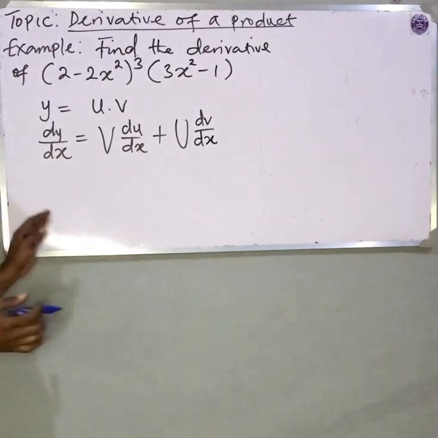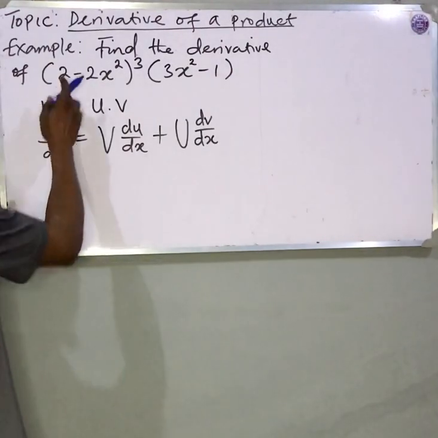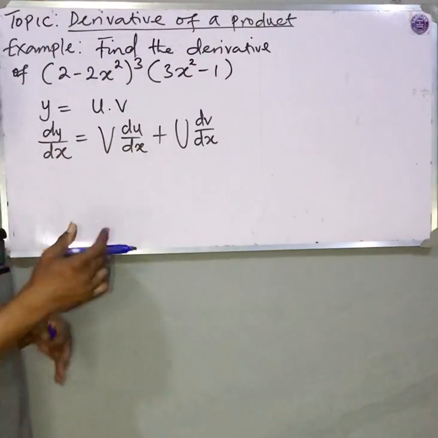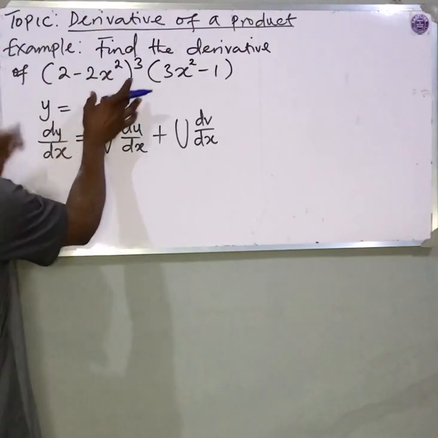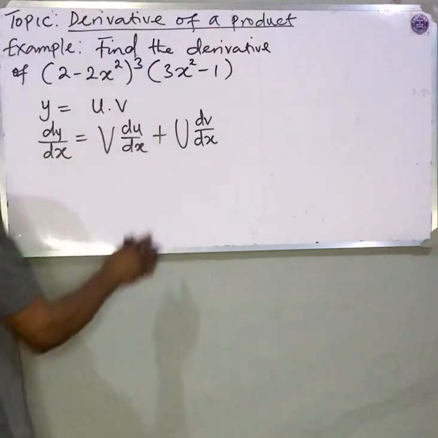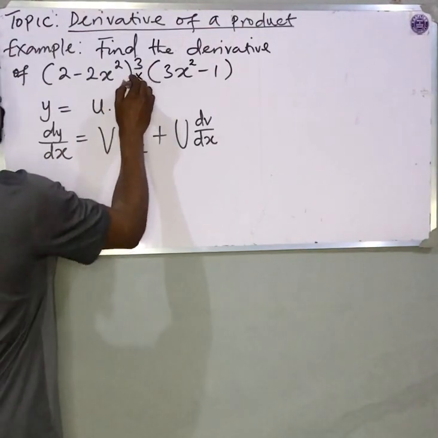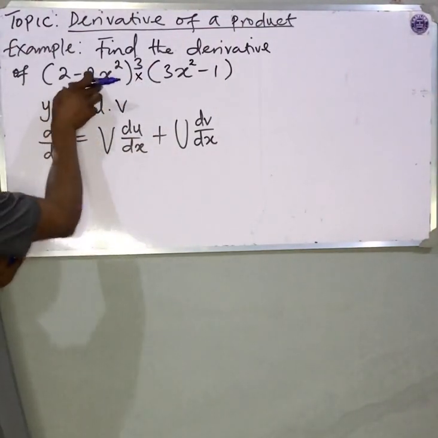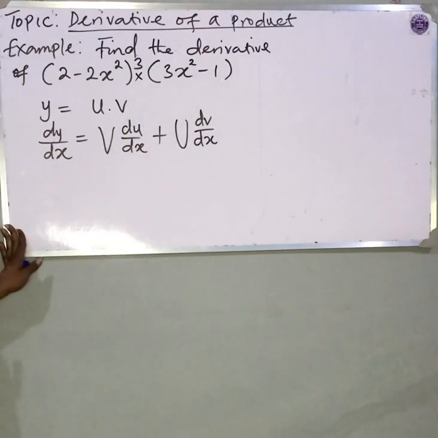So all you're doing is assigning the first as u and the second as v. The combination of these is just multiplication. So there's a multiplication here, and we assign this to be u and this to be v.